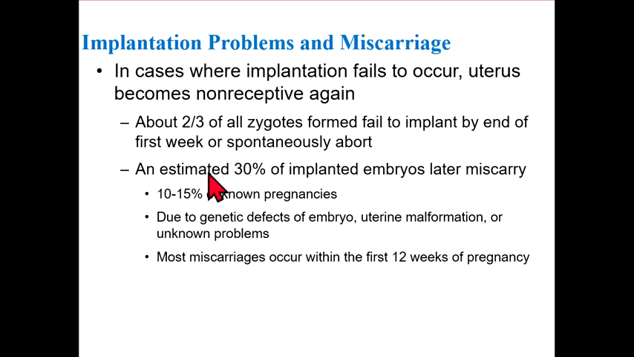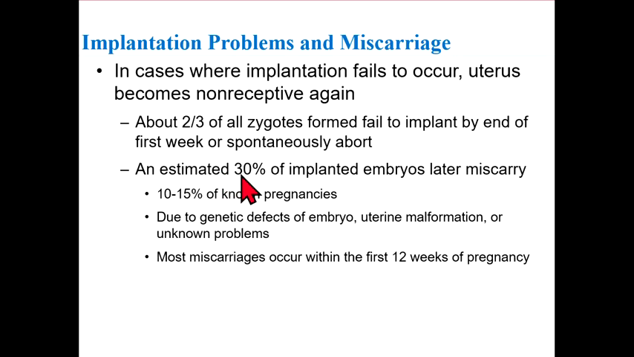And then an estimated 30% of implanted embryos, so only 1/3 implant. Of those that implant, only about 30% miscarry. Most of these miscarriages are unknown as well, just because everything's so small at that point. Only 10 to 15% of miscarriages are known pregnancies. The rest are not known yet.